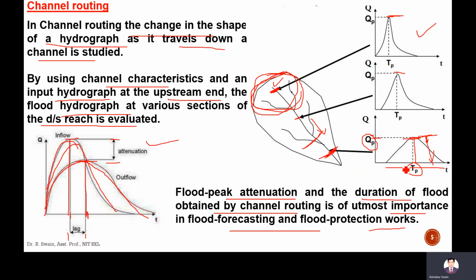And for how many days the flood will remain in this section, in this region, these things can be determined by channel routing. So the flood peak attenuation and duration of flood obtained by channel routing is important for flood forecasting and flood protection works. So this is about channel routing.